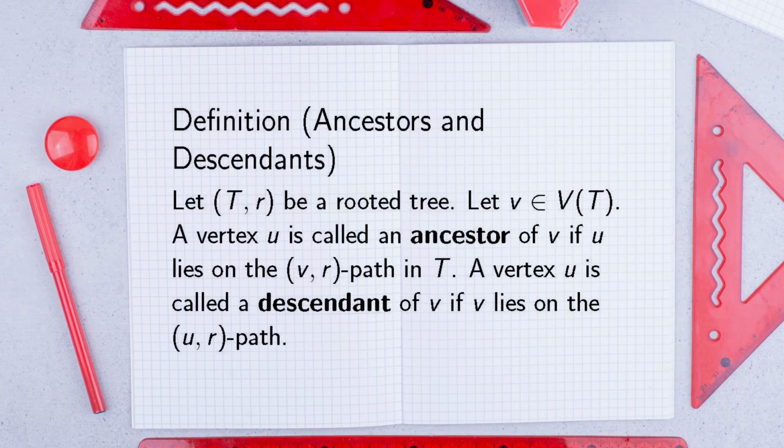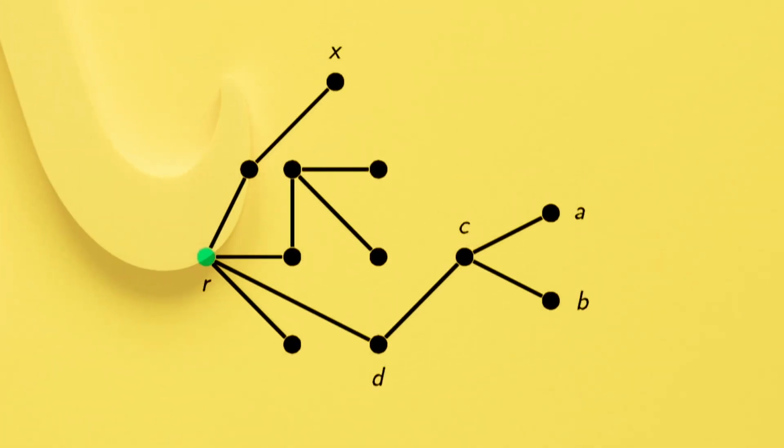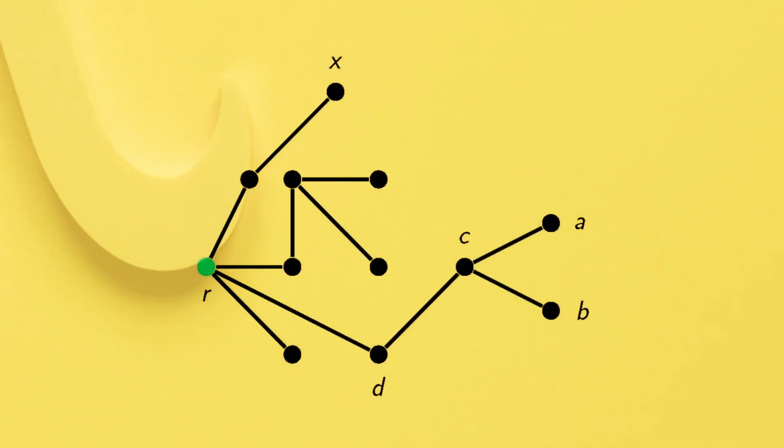Similarly, we can define the concept of descendant. A vertex U is called a descendant of V if V lies on the U-R path. Let's look at it geometrically. Suppose you have this tree, R is the root here, and look at these vertices, say A and B. The vertex C lies on the path R-A, that means the path from R to A, and therefore C is an ancestor of A.